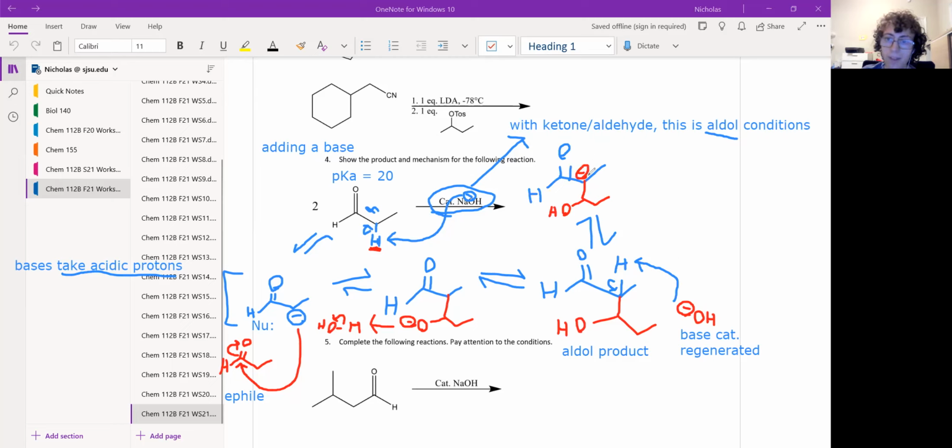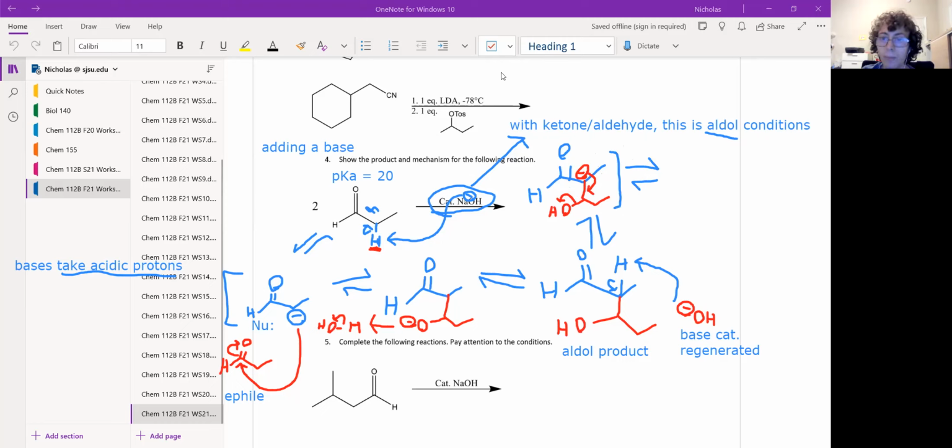And then this enolate is going to do a sort of elimination reaction and kick out the alcohol. So it's going to form a double bond and kick out the alcohol. And that would be the end of the mechanism.